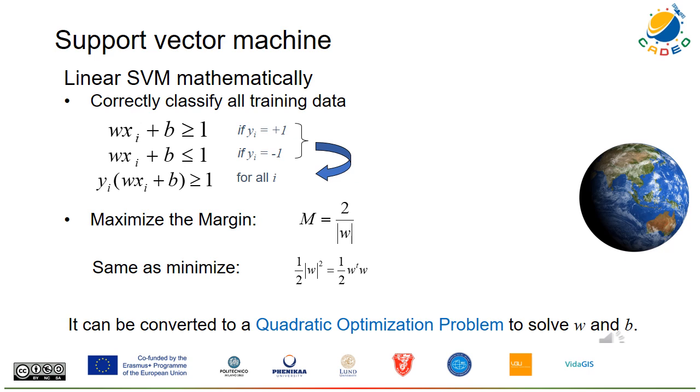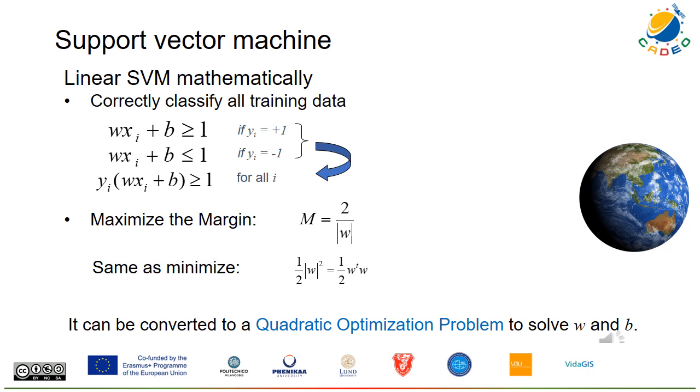Now we already know these 2 equations. They can correctly classify all training data. Now we multiply by yi on both the left and right side for the 2 equations. For the first one, we multiply yi to the left side and the right side. Then we get the third equation here. And for the second equation, if we multiply yi to the left and right side as well, then we can get the same equation shown in the third formula.